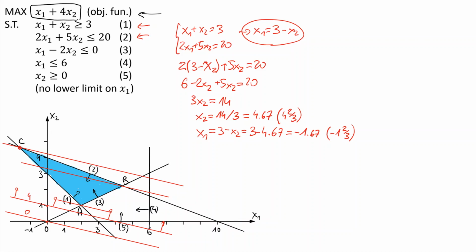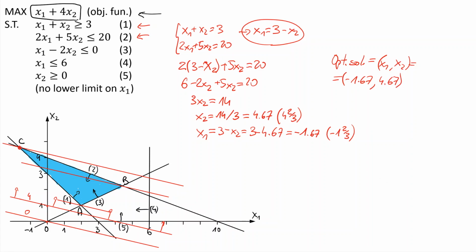So does this make sense? Let's check. 4.67, yes, we expected x2 to be somewhere between 4 and 5, and the same thing for x1, minus 1.67. Yes, we expected x1 to be somewhere around minus 1 point something. So check. So now the optimal solution, we determine it as x1, x2. Remember, solution is the values of decision variables. It is minus 1.67 and 4.67, and we still need to plug this into the objective.